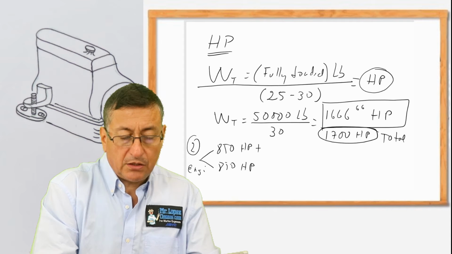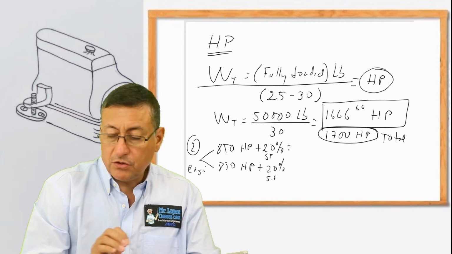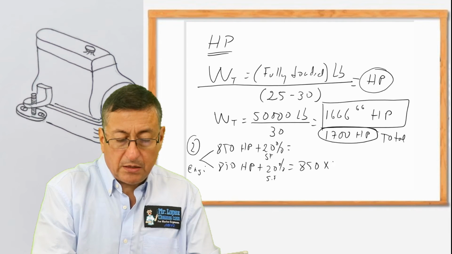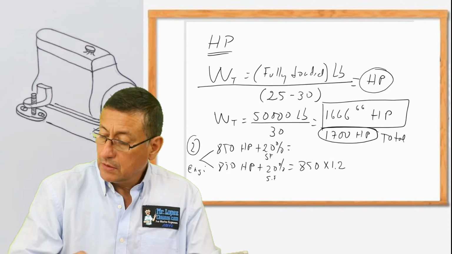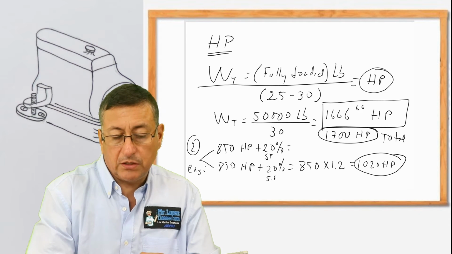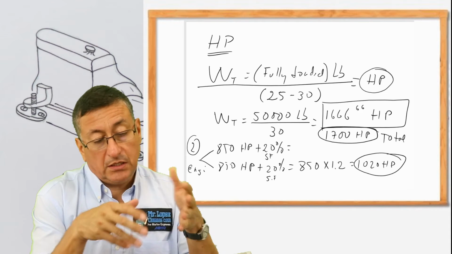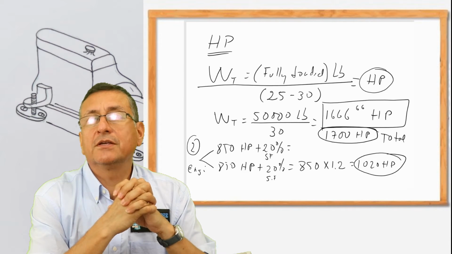And normally I add 20% for safety factor. In other words, I need 850 times 1.2. I need around 1000 horsepower in each engine. This is the requirement. This is the capacity in this particular example. The numbers are big numbers, but this is the situation.